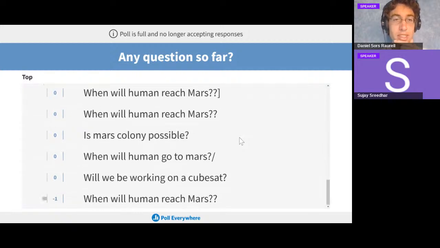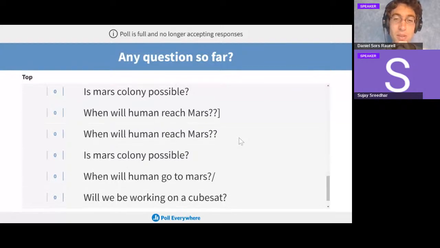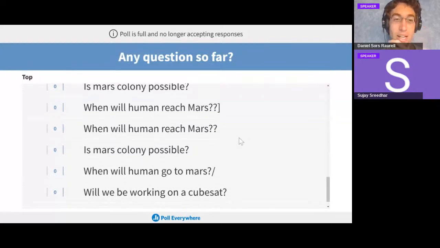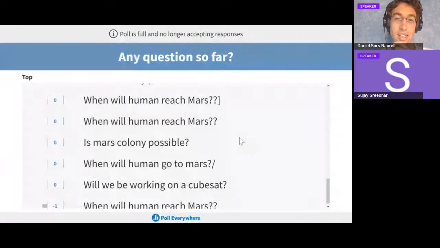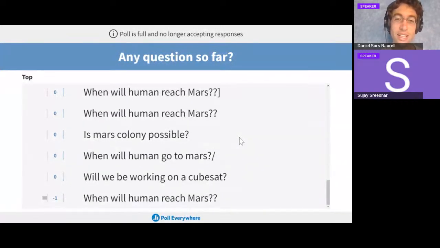A lot of questions about Mars. I believe the Mars colony is possible. I think we might be able to see it in our lifetimes. I think we're going to reach Mars at some point eventually. I have hope on that, and I know that Elon Musk is quite convinced of that. So I think it's possible to have a colony on the moon, on Mars, to have human presence there on a stable basis in the future.